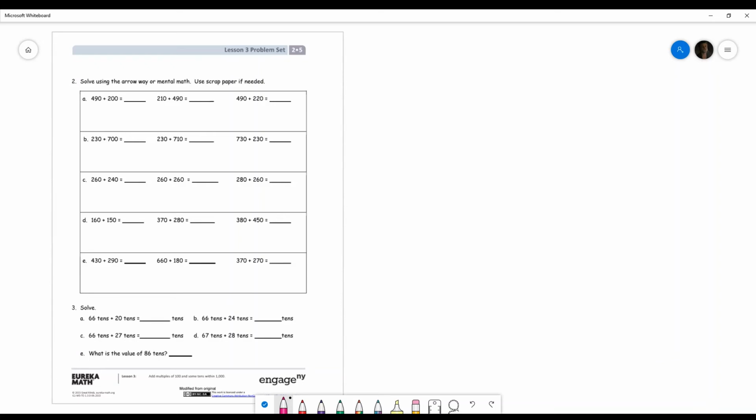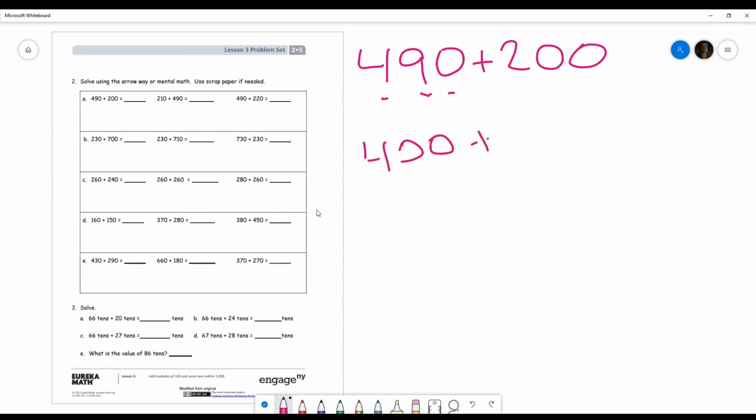Okay, 490 plus 200. Now this is a 3-digit number, so there's a hundreds, a tens, and a ones. Okay? I'm going to use mental math to add this together. So in my head, this is what I would be thinking. I'm going to group the hundreds together first. So I have 400 plus 200 equals 600, because 4 plus 2 is 6.